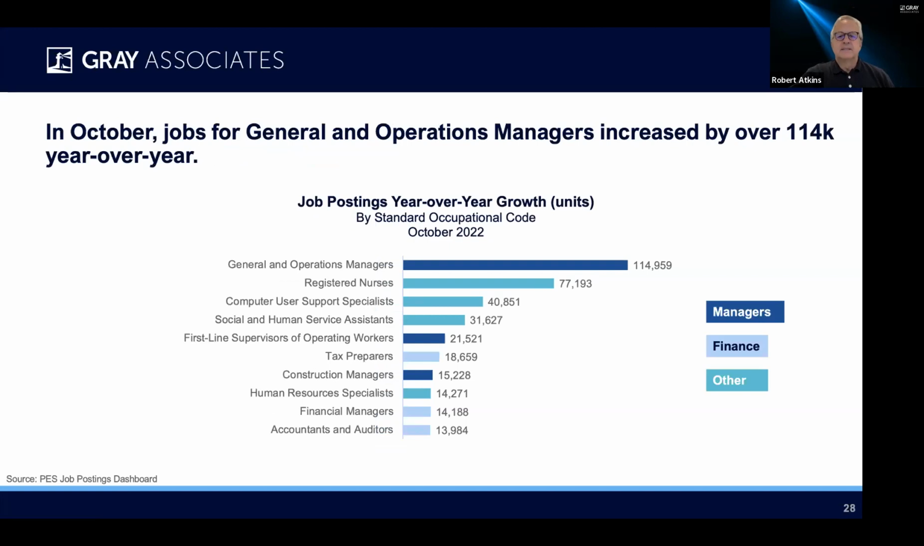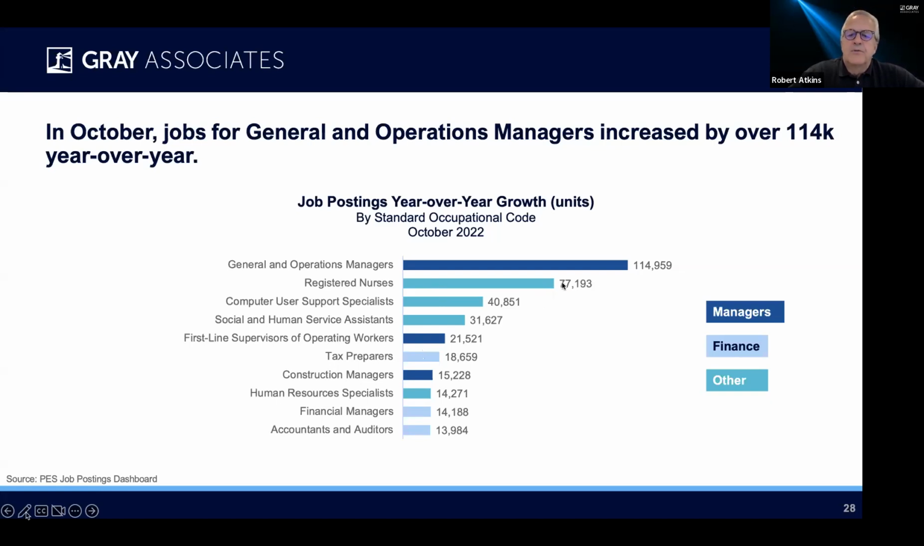What's growing fastest? And this is unit growth. General and operations managers. And again, we see 3 levels of managers: first line and construction managers here as well. Then we get a couple of finance, tax preparers, financial managers, accountants, and auditors. And then other, and registered nursing, computer support specialists, social and human services assistants, and human resources specialists.